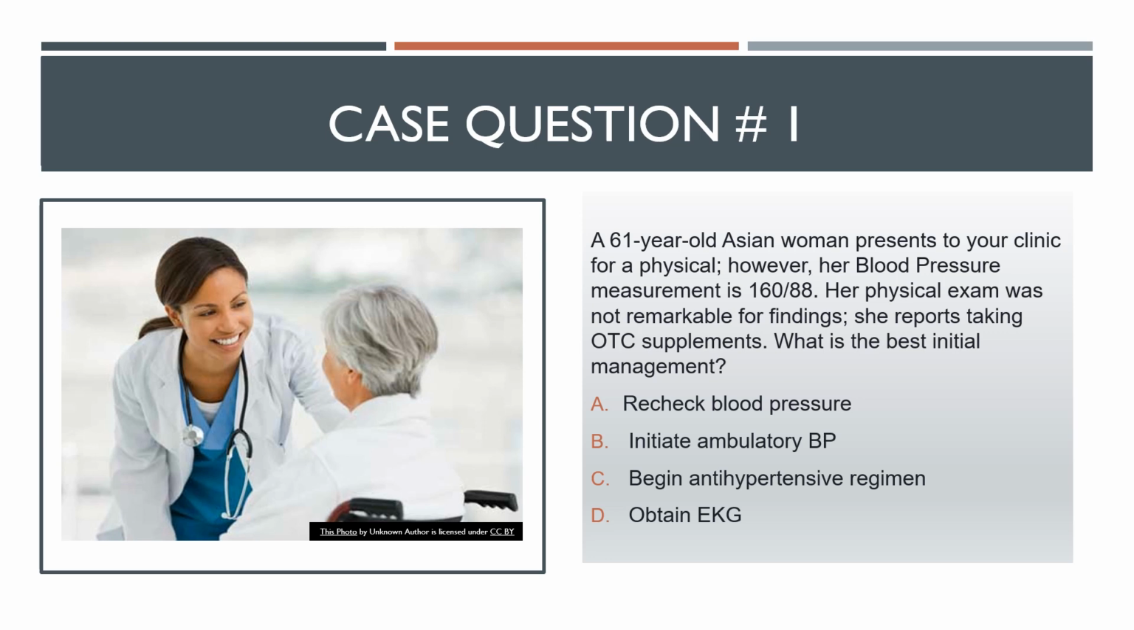Now onto my favorite part of the presentation, case questions. Case question number 1. A 61-year-old Asian female presents to your clinic for a physical. However, her blood pressure measurement is 160/88. Her physical exam was not remarkable for findings. She reports taking an over-the-counter supplement. What is the best initial management? A. Recheck blood pressure. B. Initiate ambulatory BP. C. Begin antihypertensive regimen. D. Obtain EKG.